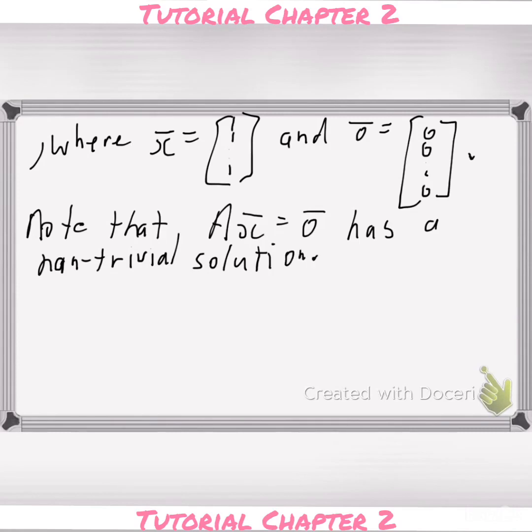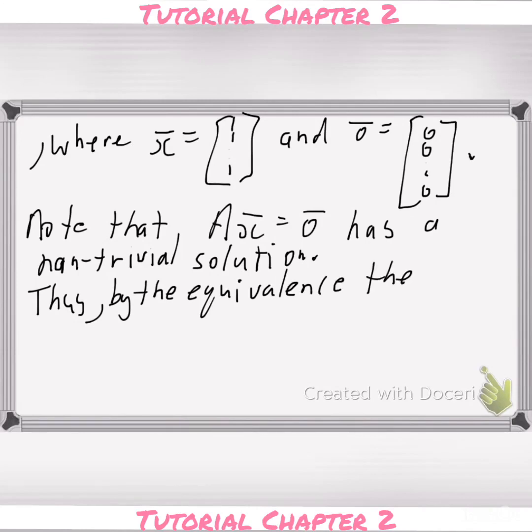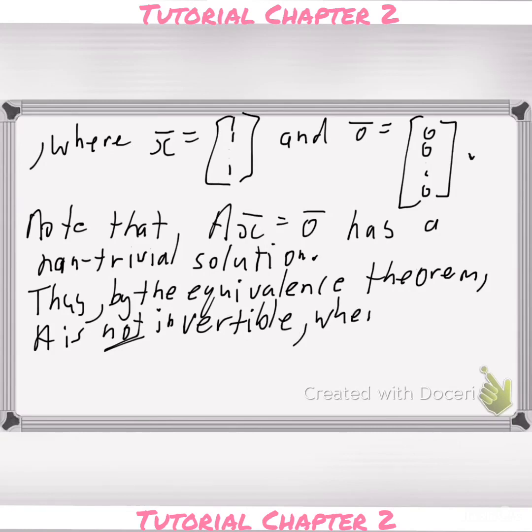Okay, so thus, by the equivalence theorem, A is not invertible. All right, whence the determinant of A is equal to 0.